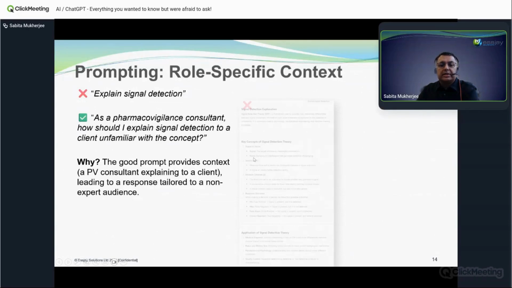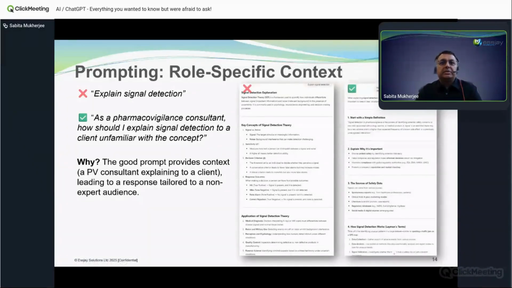So let's compare the two prompts again. Now, the first prompt provides a perfectly reasonable response. However, you may be able to see that it talks about signal detection in general and also about signal detection theory across different sciences. However, our improved prompt gives ChatGPT context and it assumes a role as an expert in PV to answer the question. In this case, you can see it suggests you break down the answer into manageable areas, a simple definition, explaining why it's important, sources of safety data, etc. So quite a difference in answers there.